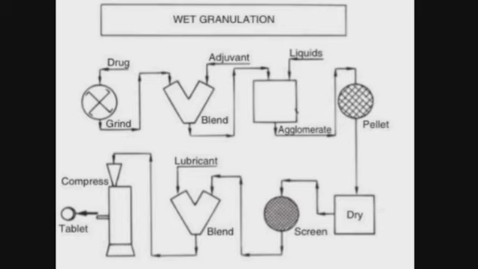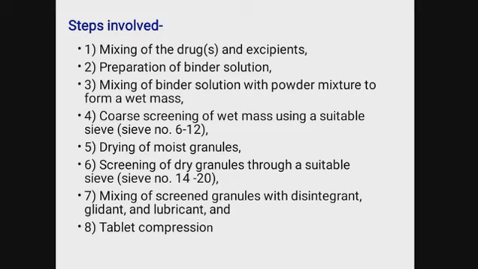The steps involved in wet granulation are: first, mixing of the drugs and excipients. Second, preparation of the binder solution. Third, mixing of the binder solution with the powder mixture to form a wet mass. Fourth, coarse screening of the wet mass using a suitable sieve, that is sieve number 6 to 12. Fifth, drying of the moist granules.